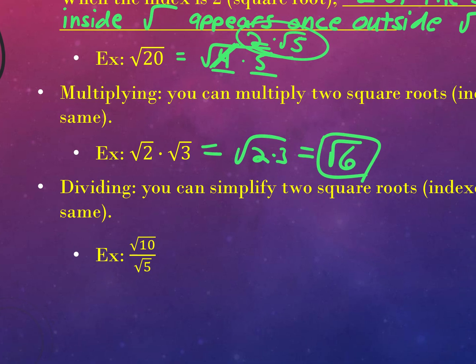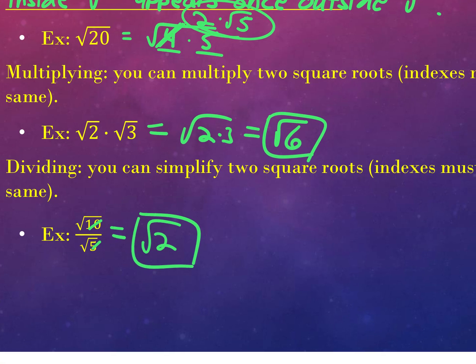Same exact thing with dividing. When you're dividing, you can either write it under the same square root, but sometimes if there's numbers out front, that might look a little bit tricky. So what I like to do instead is just simplify right away. Since this is the square root of 10 and the bottom is also under square root, you can just simplify 10 divided by 5. What does that get you? 2. So then you just get the square root of 2 as your answer.